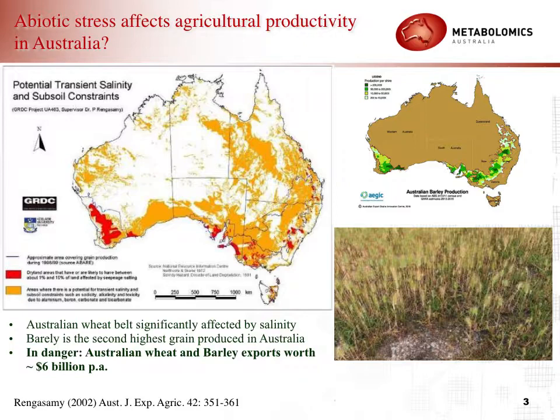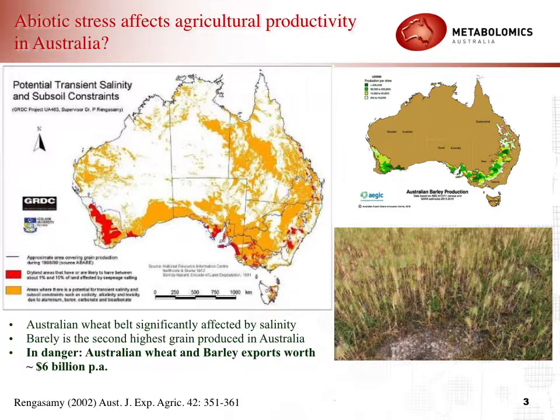Why did we choose barley for this study? Barley is the second highest grain produced in Australia, approximately 8 million tons per year, occupying 4 million hectares. Australia has the highest quality barley. It is mainly used for malting, brewing, distilling, and feed. We make up to 30% of the world malting barley trade and 20% of the world feed barley trade.